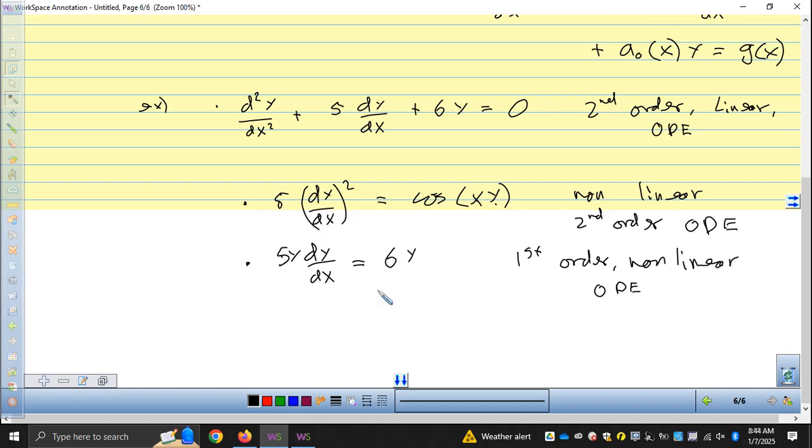Yes. Does squaring the first derivative make it second order? No. This would still be first order because it's still a first derivative, but it's nonlinear because we're squaring that first derivative. The order has to do with the derivative. If it were a second derivative, it would be second order. But the squaring is what changes the linearity. Yes? Wait, so on the side you said it was nonlinear second order. It should be nonlinear first order, yes. Thank you. Now I understand why you asked that question.